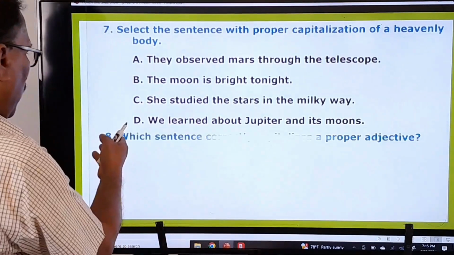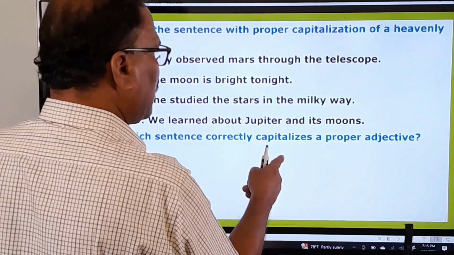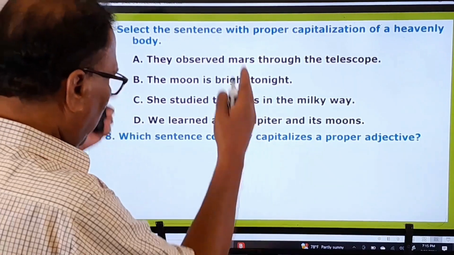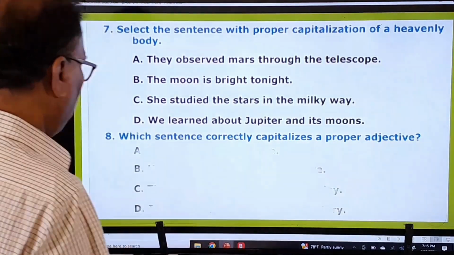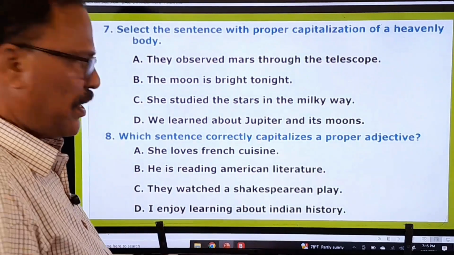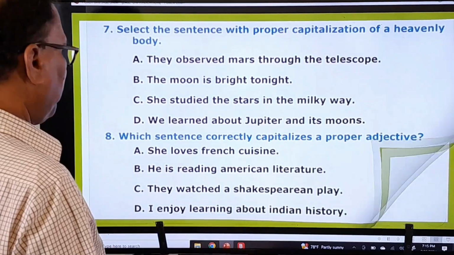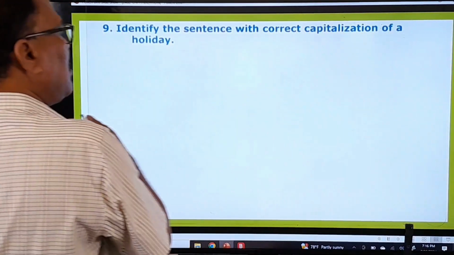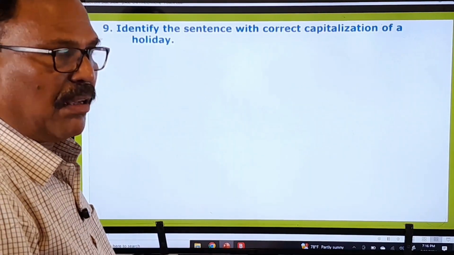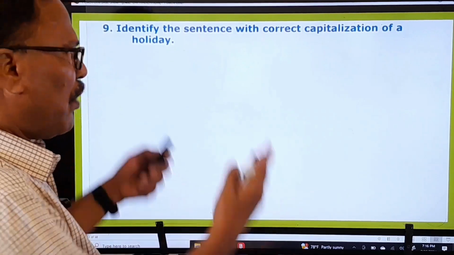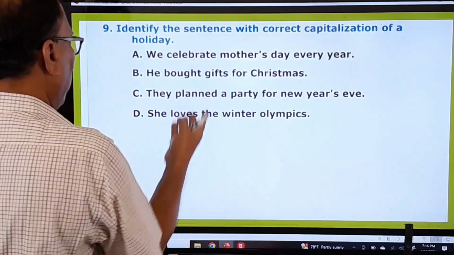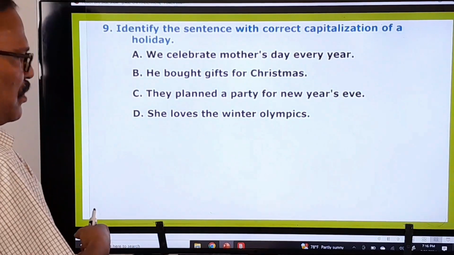And the 8th one, which sentence correctly capitalizes a proper adjective? About proper adjectives also just now I have taught you. So on that, some question is framed here. So these are the 4 options. You please choose the correct option. You go to other questions. Identify the sentence with the correct capitalization of a holiday. About the holidays and festivals also I have given you a rule. You follow that rule, and you can answer this question. These are the 4 options. You choose the right one.